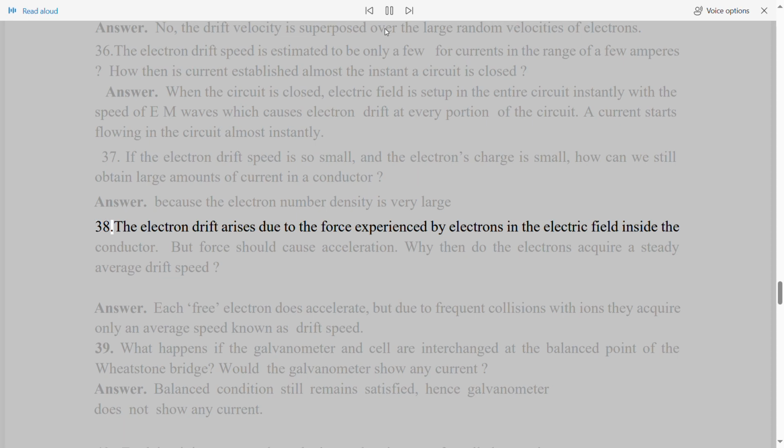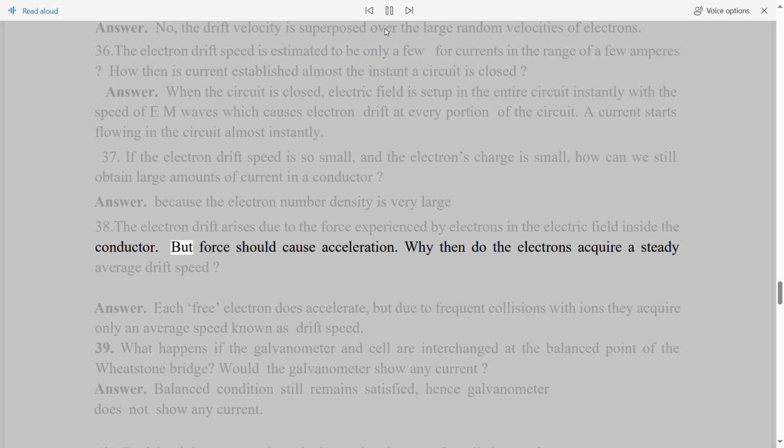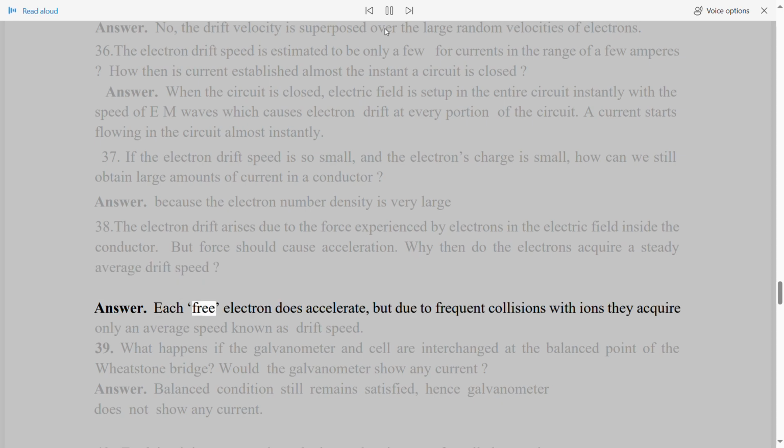38. The electron drift arises due to the force experienced by electrons in the electric field inside the conductor. But force should cause acceleration. Why then do the electrons acquire a steady average drift speed? Answer: Each free electron does accelerate, but due to frequent collisions with ions they acquire only an average speed known as drift speed.